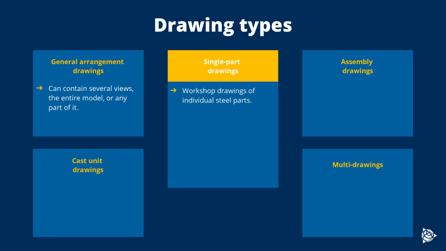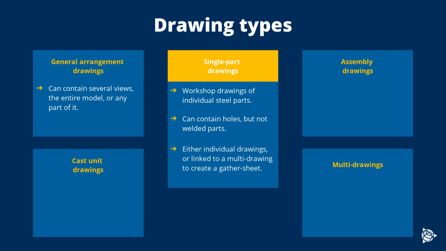You can create drawings of any steel part in the model. The single part drawings can contain holes, but welded parts cannot be included. Single part drawings can either be on individual drawings or linked to a multi-drawing to create a gather sheet.